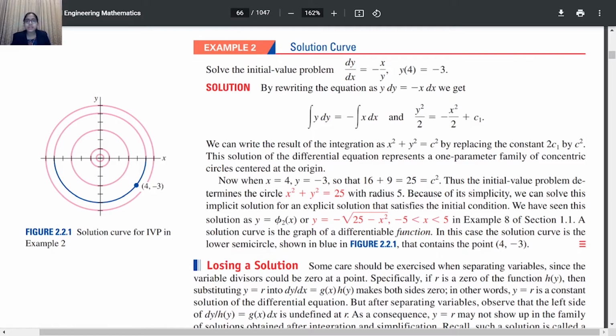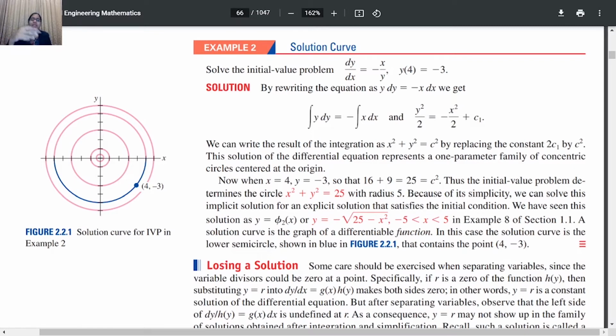So I have obtained the solution of the given differential equation. Now looking at it itself, we can easily find. Now since the initial value is given to us, we can find the value of c. That is y of 4 is equal to minus 3, that is when x is equal to 4, y will be minus 3. So substituting this, we get c square is equal to 25, so that is nothing but c is 5.